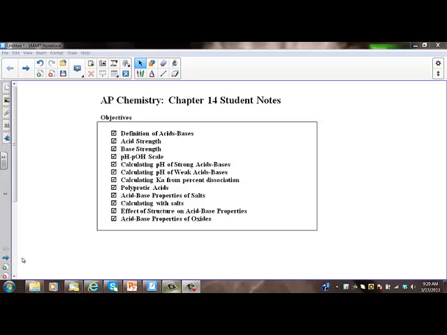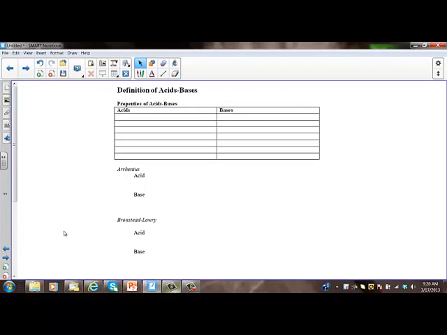I've added some slides in here that I normally wouldn't add, but given our mixed group, I need to make sure that everybody knows what's going on. So let's begin. Definitions of acids and bases.